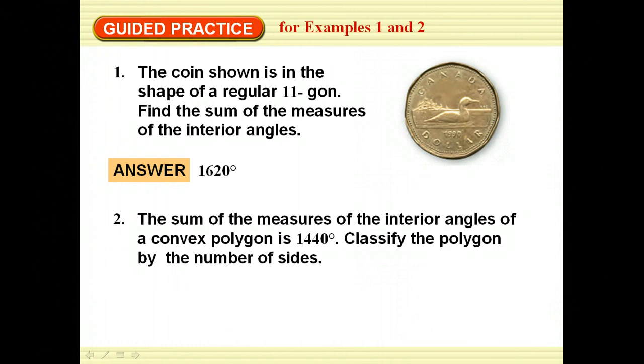The sum of the measures of the interior angles of a convex polygon is 1440. Classify the polygon by the number of sides. So if you think about this, what we do is divide 1440 by 180, and that is going to give me 8, and then add 2, so I have a decagon, 10 sides.